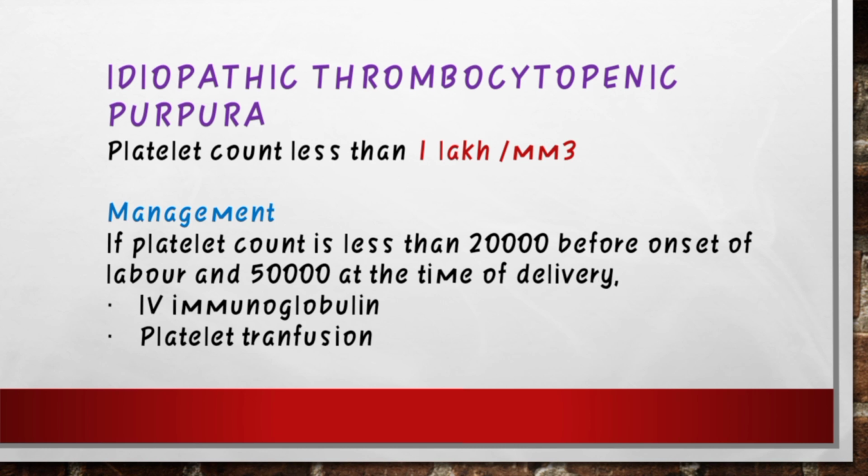But at the time of delivery, if it is 50,000, or just before the onset of labor, if it is 20,000, then we have to give platelet transfusion and IV immunoglobulin to increase the platelet count. Otherwise, the mother will be at severe risk for bleeding. A large amount of blood will be lost from the mother's body. So that is why this condition is very significant.